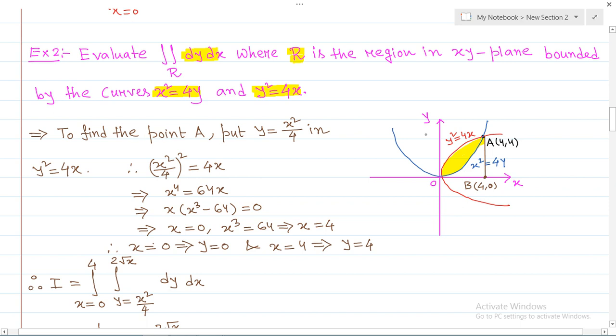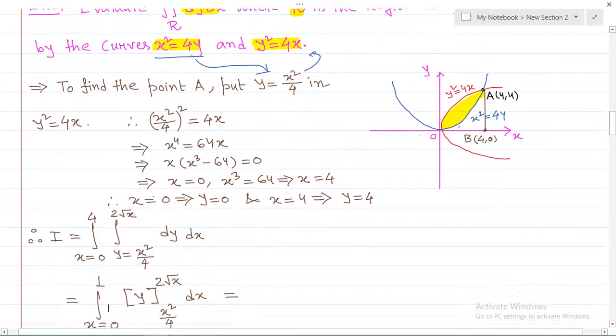So to find the point of intersection A, we have to put the value of y from one parabola into the other parabola. Here, from this parabola, we can see the value of y can be taken as x square by 4. If we substitute the value of y in the second parabola, we will get the equation like this. After solving this equation, we get the values of x, and both are coming: x equals 0 and x equals 4.